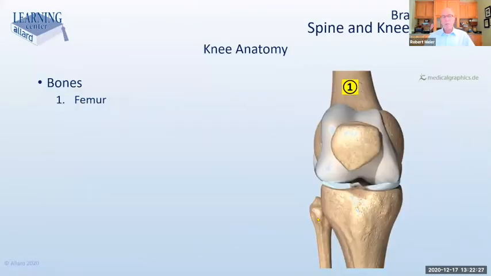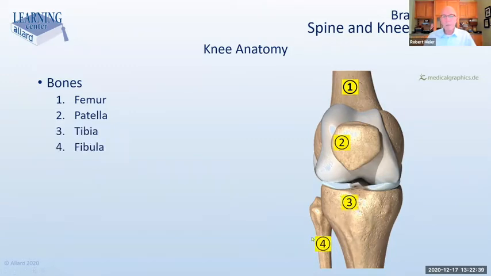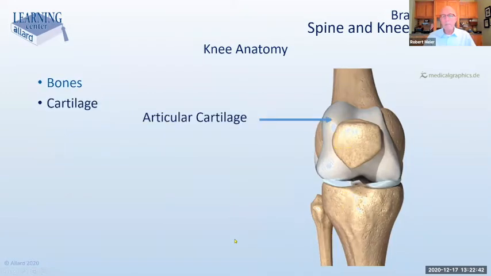So now we're going to go through that same process on the knee. There are four primary bones: the femur or the thigh bone, the kneecap or the patella, the tibia, which is the shin bone, and the fibula, which sits on the side of the knee here. Just go through this fairly quickly.